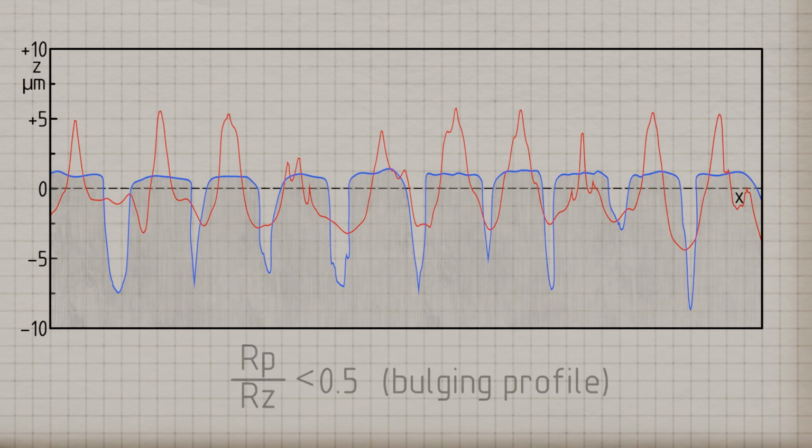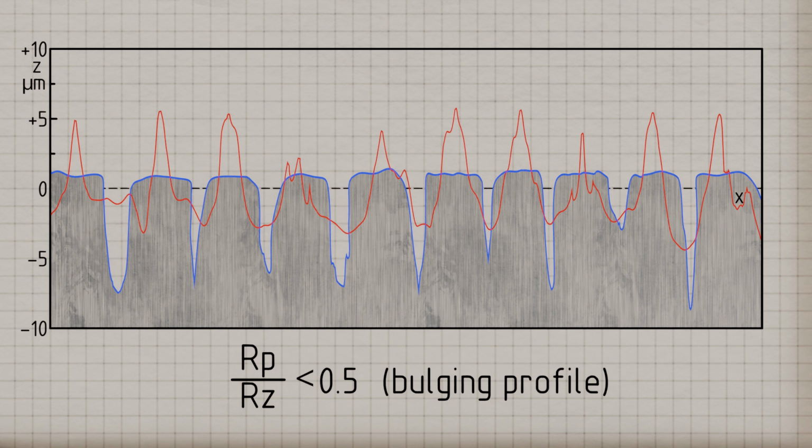The blue profile exhibits a relatively low mean peak height in relation to the total profile height, resulting in a bulging surface profile. If the ratio of RP to RZ is small, relatively broad and load-bearing material sections are located above the profile mean line, while narrow but deep grooves for lubricant retention are found below it. Such a roughness profile is therefore particularly well suited for lubricated bearing surfaces.